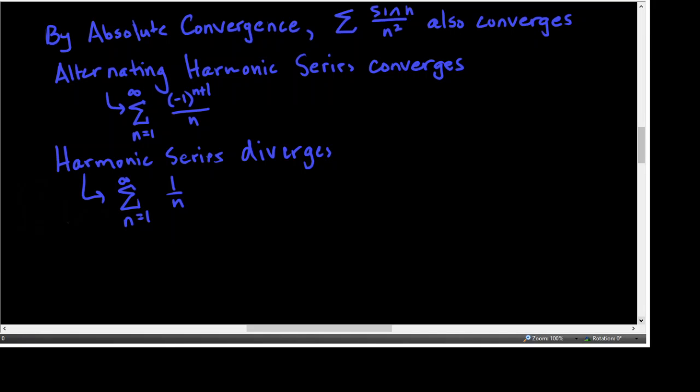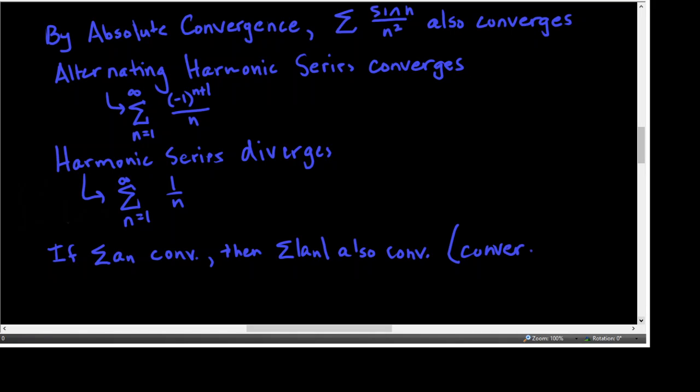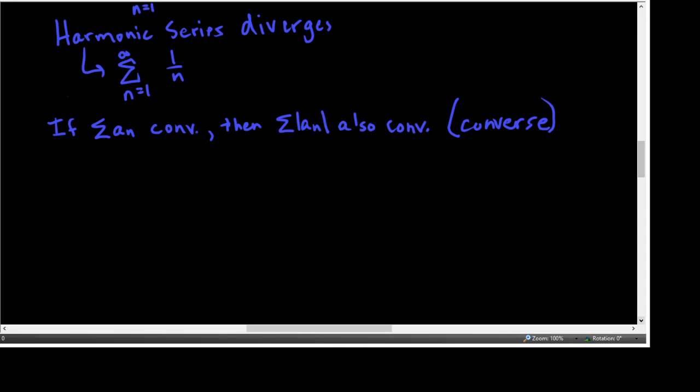So the converse of that statement would be that if we have sigma a sub n converging, then the absolute value of that series also converges. This is the converse statement. And remember, the converse is the thing that doesn't have to be true. Just because I'm a man doesn't mean that I play for the Dallas Cowboys. If you remember that from earlier.